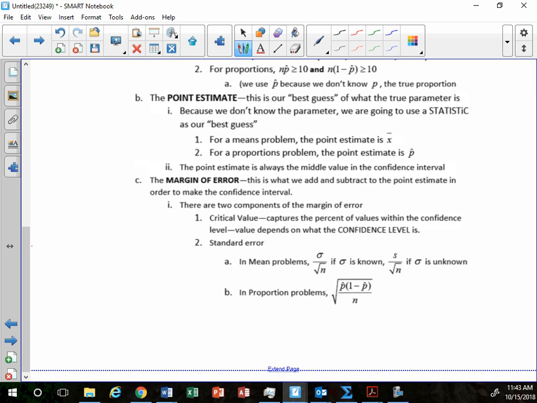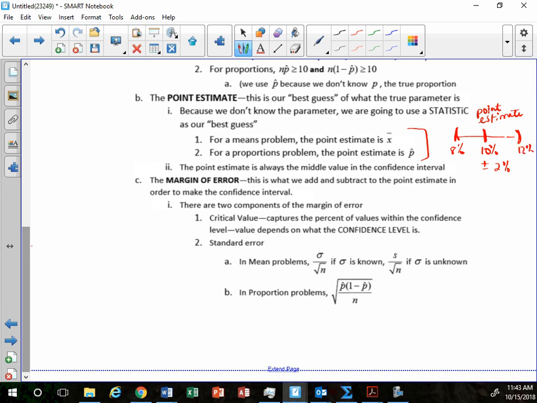Means problem, it's x bar. Proportions problem, it's p hat. Okay, that's probably not surprising. And then the point estimate is always in the middle when we're doing a confidence interval. So you have this range of values here. Right in the middle, that is your point estimate. So let's say it's 10%. And then our margin of error, our plus or minus, let's say that was plus or minus 2%. My range then is 8% to 12%.